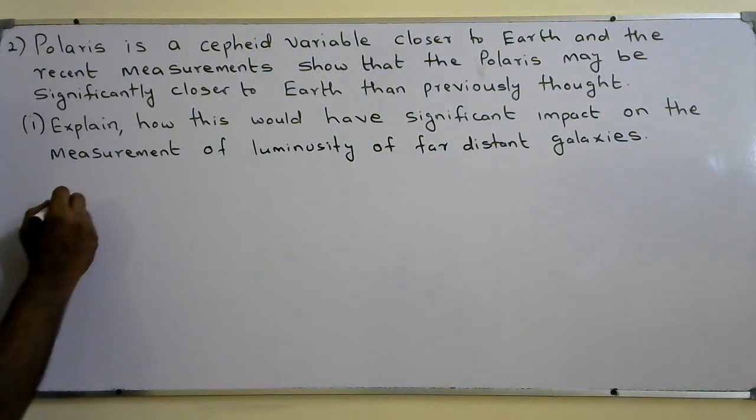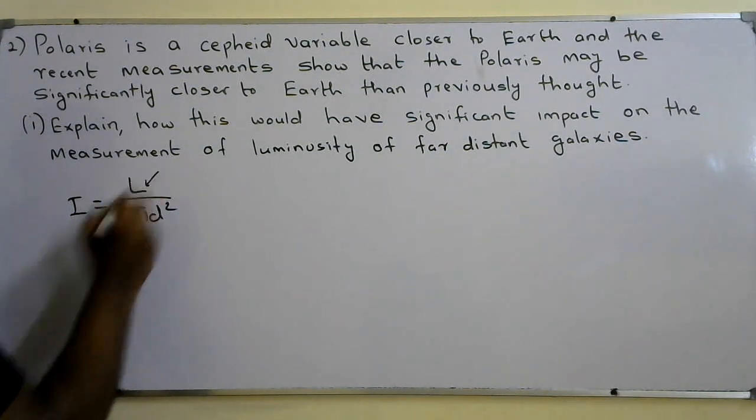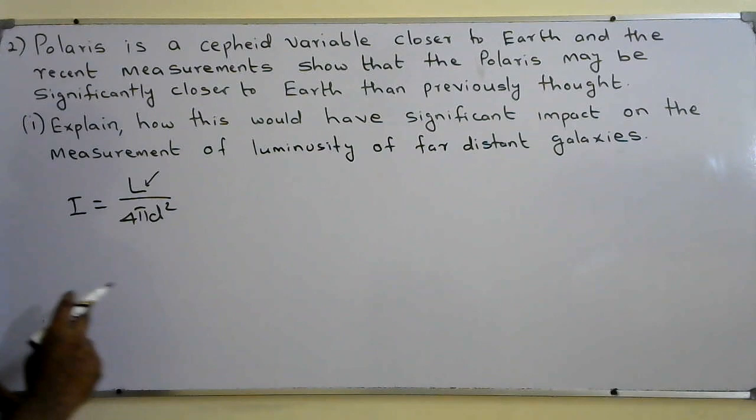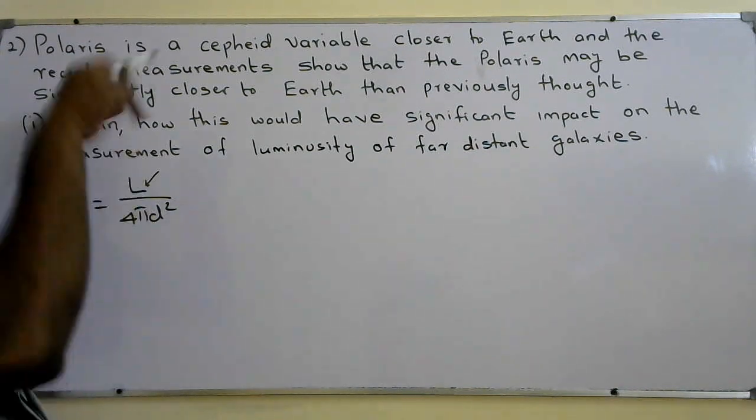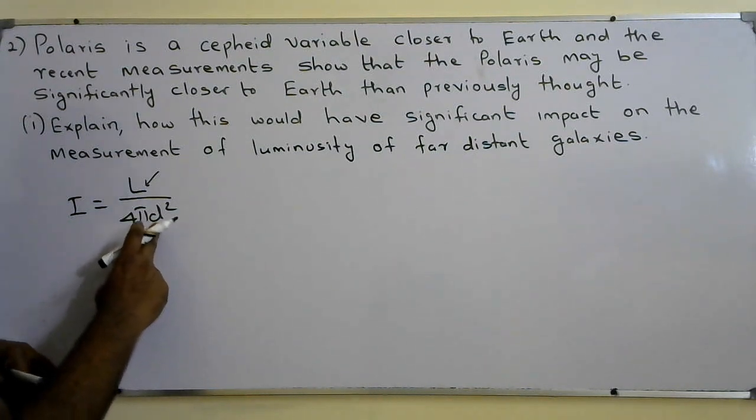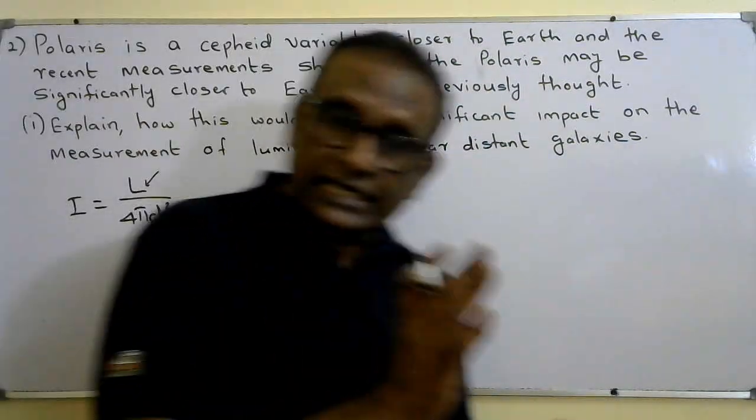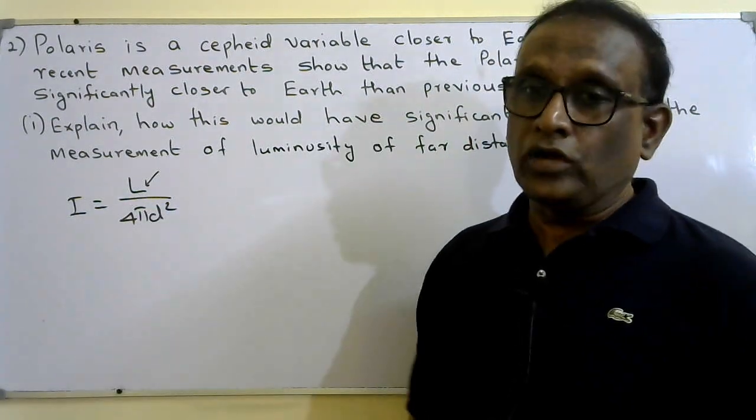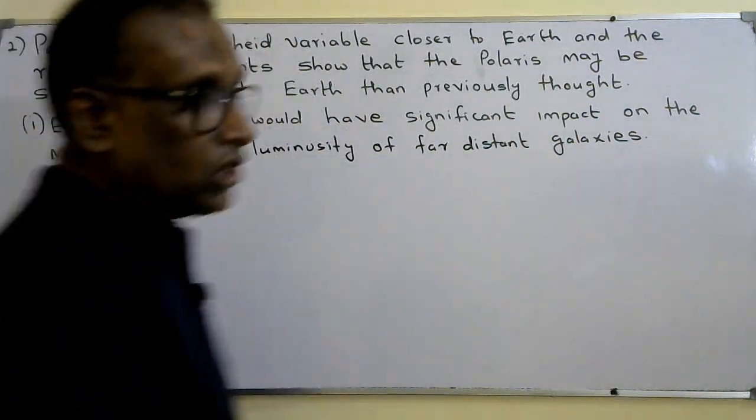Then we use I equals L over 4 pi d squared to calculate the luminosity of this Cepheid variable closer to us. So there is no change in the measurement of intensity, but the distance measurement has dropped now. We know Polaris is closer to us. So when the distance gets smaller, with no change in I, the luminosity of Polaris is going to drop. The luminosity of Polaris will be lower than what we previously thought, right?